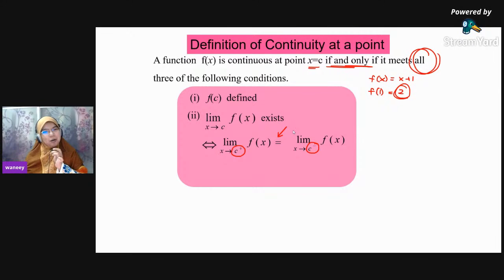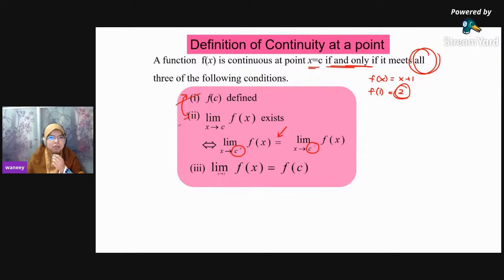The third one is actually the conclusion based on the first and the second condition, which is the value of our limit. So the limit for x approaching c for f(x) must equal f(c). So it is like a conclusion for the first and second. The first one, we only substitute the value into the function, and then we calculate the limit. So if f(c) is defined and the limit exists, we need to make sure that the limit as well as the number exactly at that point are the same. Then we can say that it will be continuous.